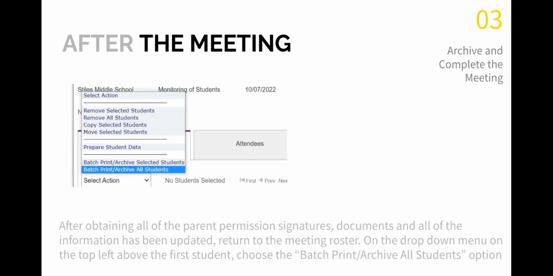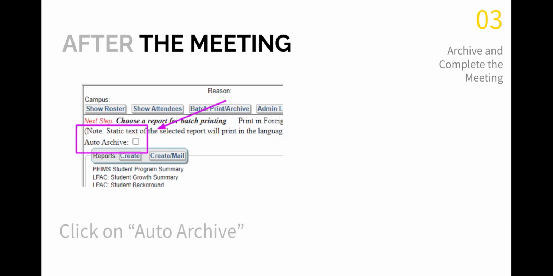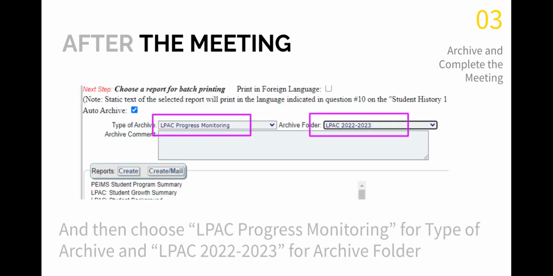After obtaining all of the parent permission signatures, documents, and all of the information has been updated, return to the meeting roster. On the drop-down menu on the top left above the first student, choose the Batch Print Archive All Students option. Click on Auto Archive. And then choose LPAC Progress Monitoring. If this was an initial placement meeting, we would be choosing LPAC Initial Placement for type of archive, and then LPAC 2223 for the archive folder.